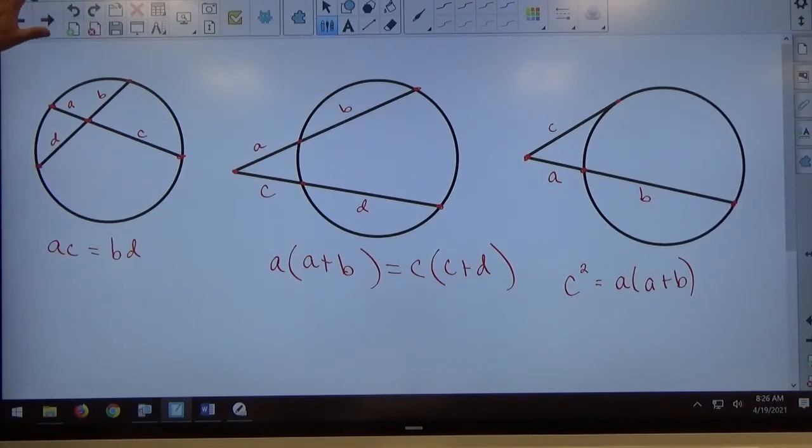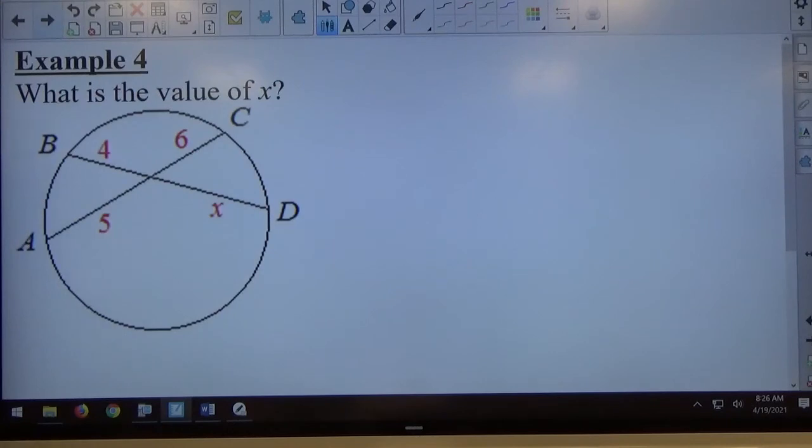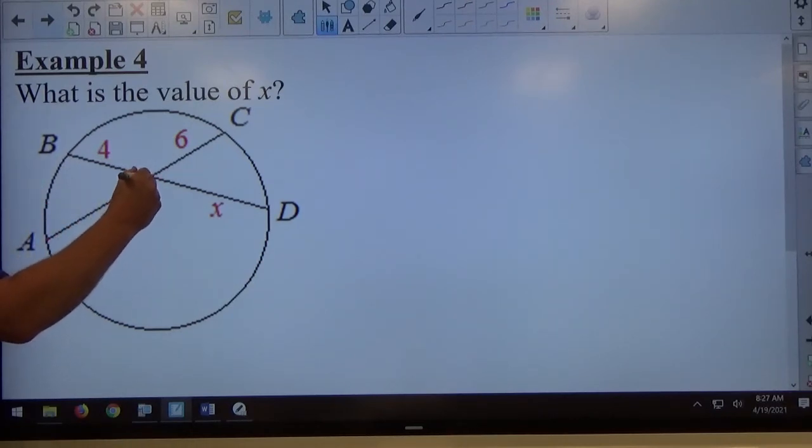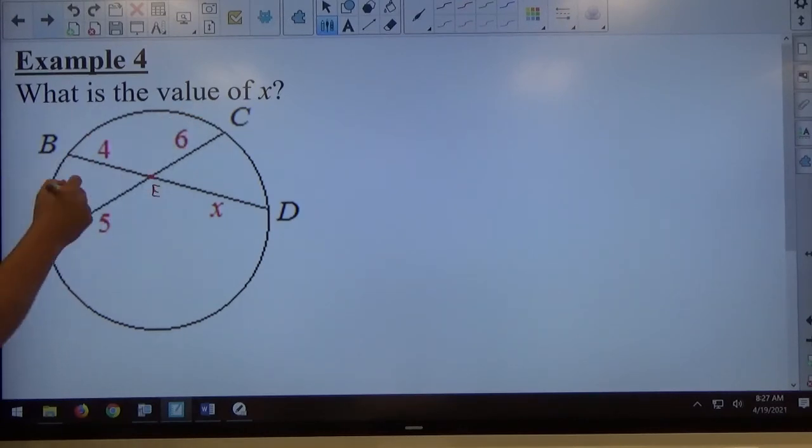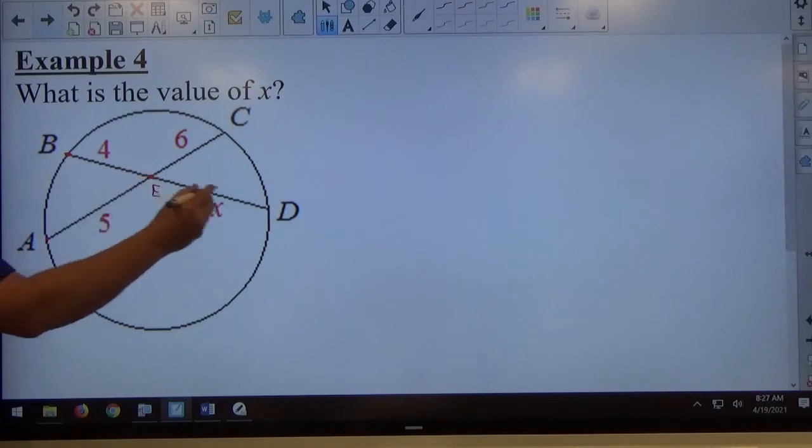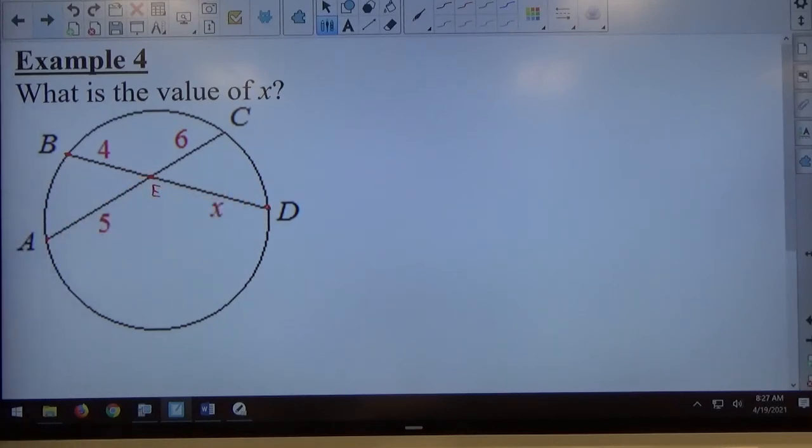So moving right along to example 1, we need to notice that they're talking about segment lengths, not angle measures. So we have our angle measure rules we learned last week. Now we got our segment measure rules that we're dealing with this week. These are two chords. AC is a chord, BD is a chord. The distance from A to the point of intersection, which I'll call that point E, from A to E is 5, from E to C is 6, from B to E is 4, and from E to D is X. And this is what's the value of X.